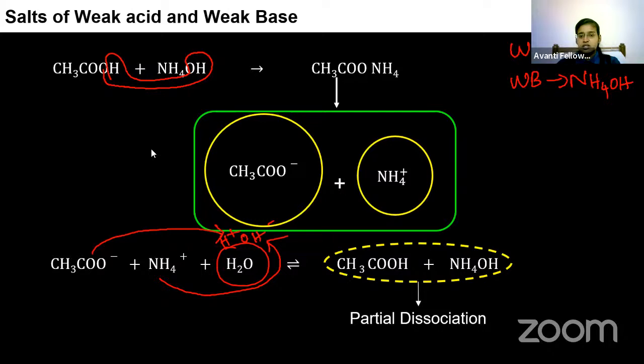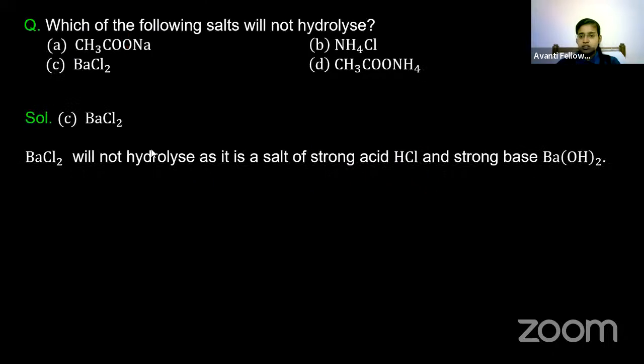Okay. So now we will solve this question. Answer is also given here. Which of the following salts will not hydrolyze? So which salt will not hydrolyze? The salt of strong acid and strong base combination will not hydrolyze. Okay. So the answer is BaCl2. Why? Because it is a salt of HCl, a strong acid, and Ba(OH)2, a strong base.